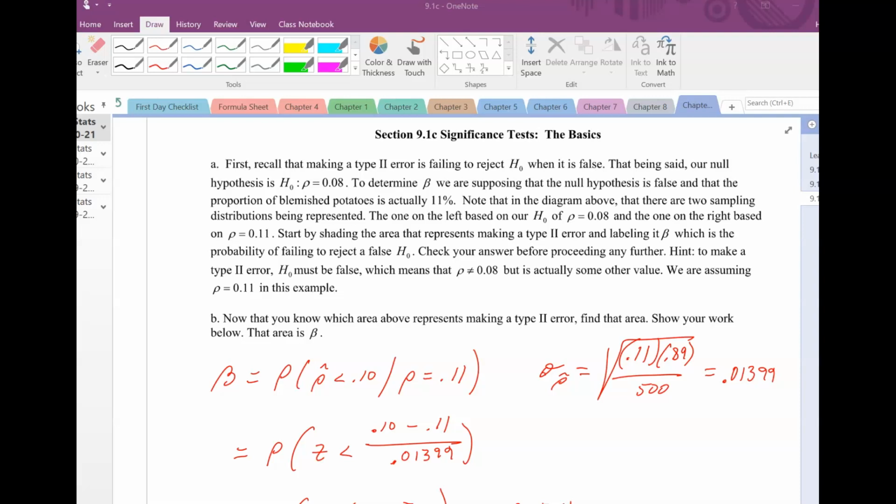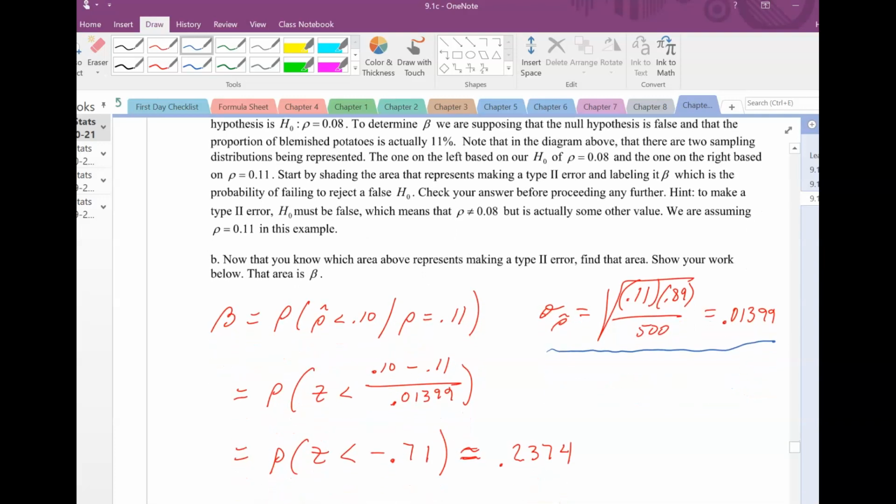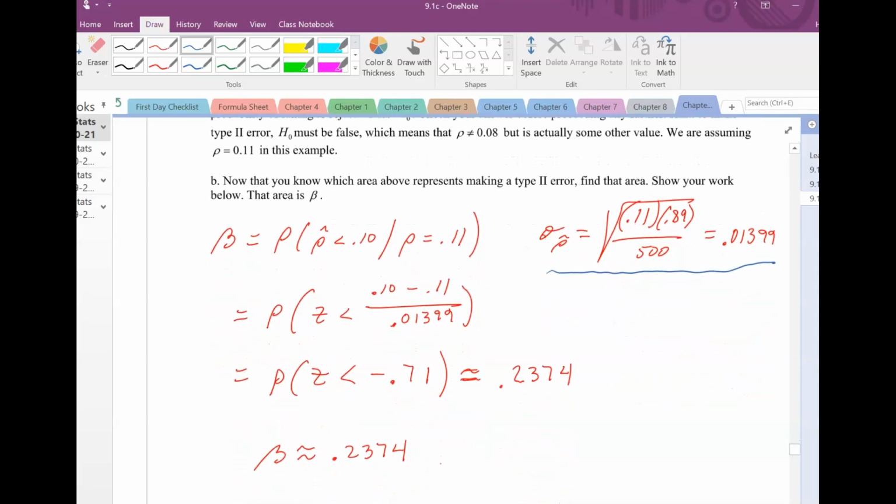We're going to need to figure out the standard error. So you can take a look there, the standard error of the normal distribution to the right. And then we have to determine our z value, our z-score, for a proportion of 0.10. And then we're going to go through and determine the probability of that z-score. There's about a 23.74% chance of getting a value less than 0.10, given that the true mean is 0.11. So the value of beta is 0.2374. That is the probability of making a type 2 error.